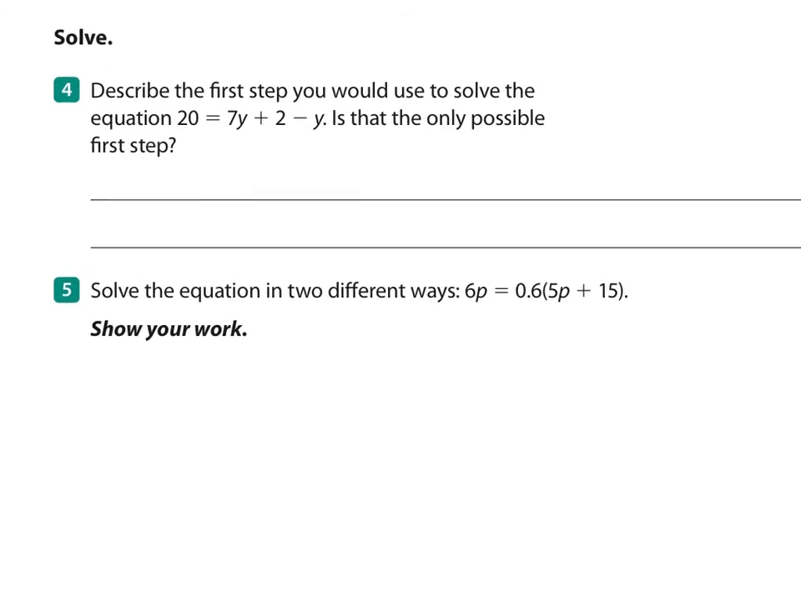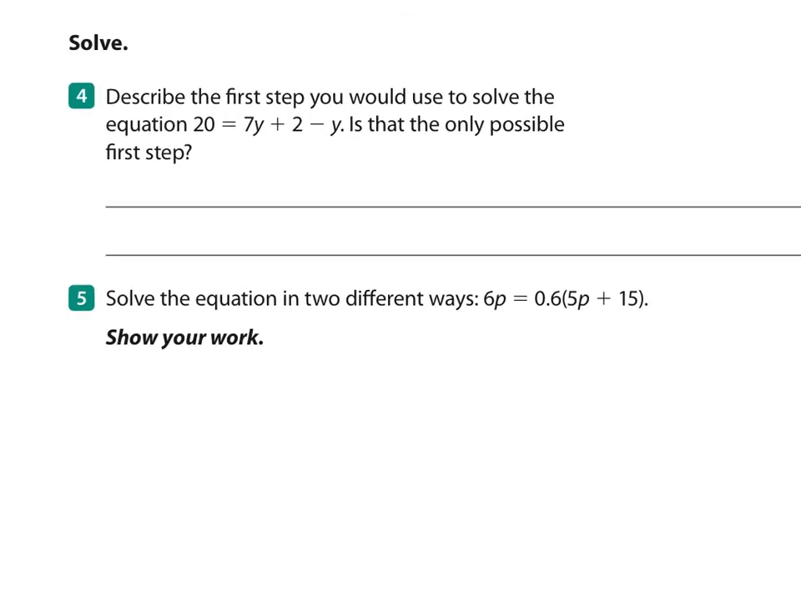Hopefully when you look at the equation that's given to us in number 4, you notice that there are like terms on the right hand side. So the first thing I would do is combine the 7y and this minus y. And again, remember, if there is no coefficient to a variable, the coefficient is 1. So it's really 7y minus 1y. A second way we could think about that, any subtraction, is the same thing as adding the opposite. So we could also look at that as 7y plus a negative 1y.